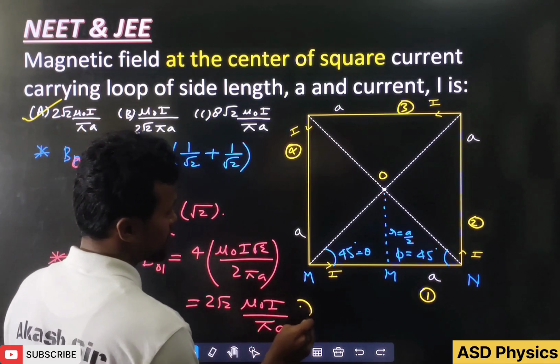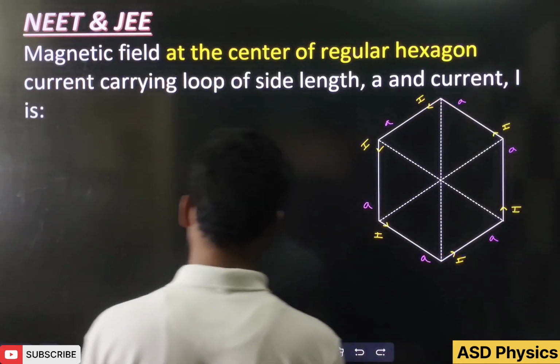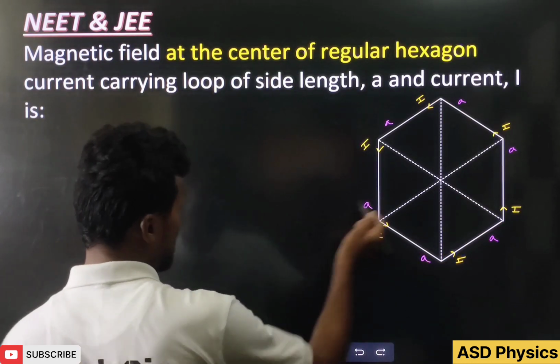Now you are very intelligent. Dot inside the circle. Correct option is here. Option A is the answer. Is it? Great. Now students, after that here we are seeing triangle, square. Now we will see here hexagon also.